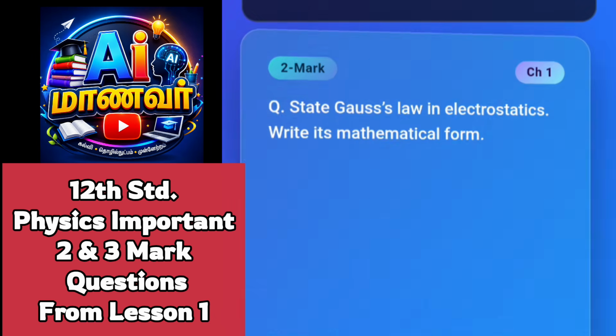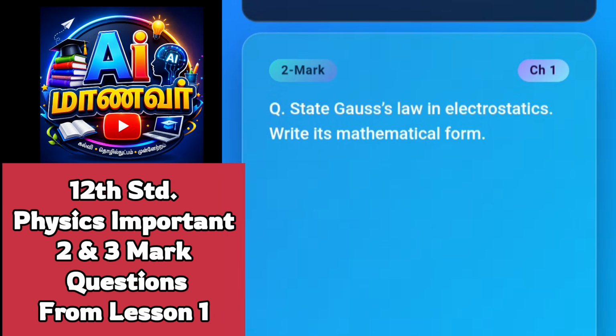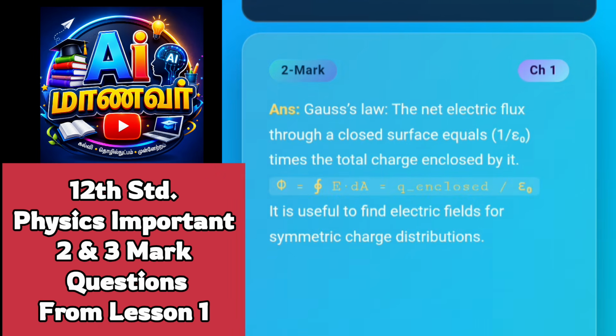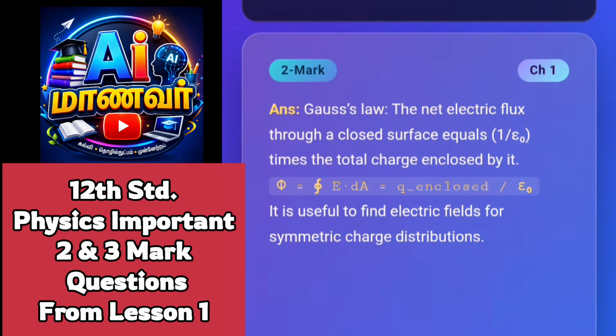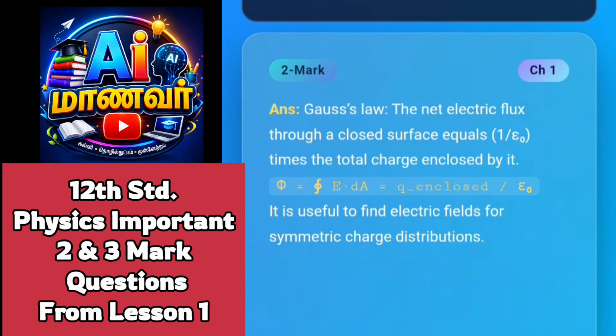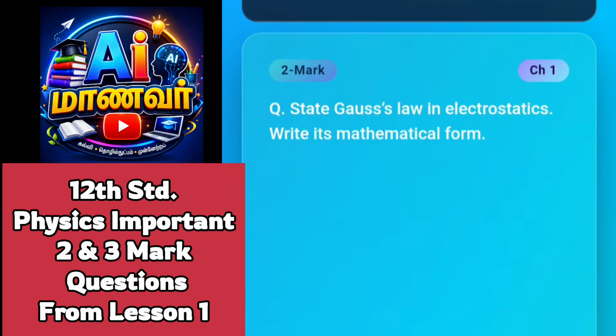State Gauss law in electrostatics. Write the mathematical form. Gauss law: the net electric flux through a closed surface equals 1 by epsilon naught times the total charge enclosed by it. Phi is equal to integral E dot dA is equal to Q enclosed by epsilon naught. It is useful to find electric fields for symmetric charge distributions. State Gauss law in electrostatics. Write its mathematical form.